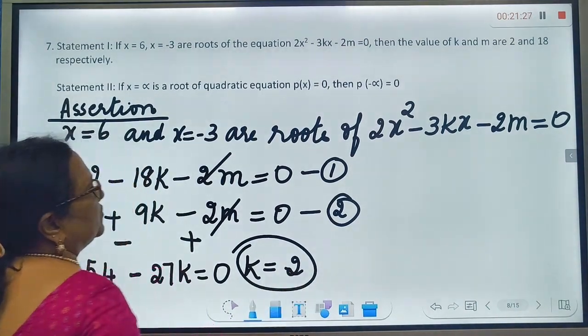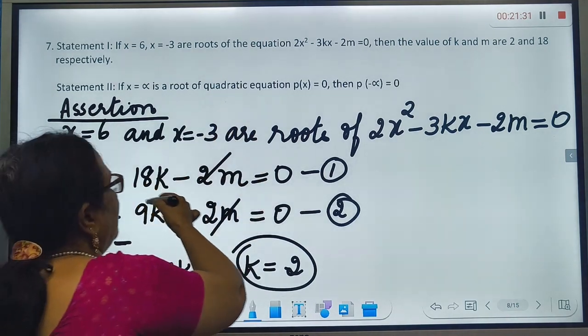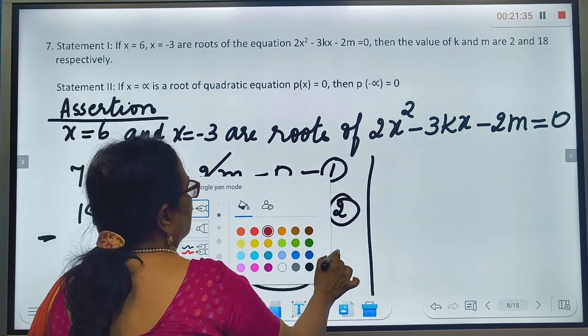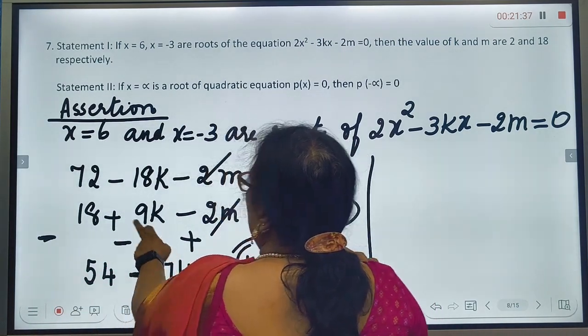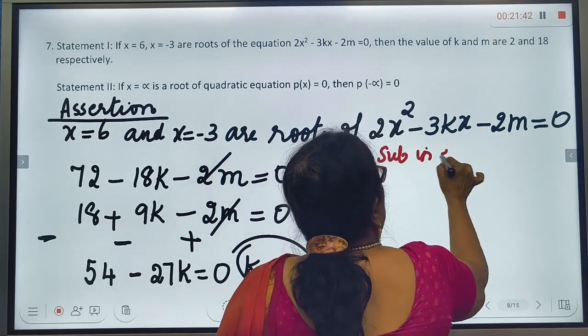Now if k is 2, what is the value of m? Let us check. If k is 2, what is the value of m? Let me substitute in the second equation. Substituting in equation 2.